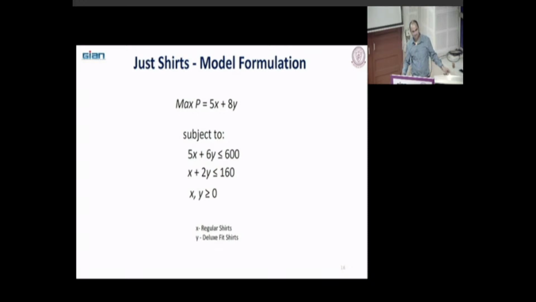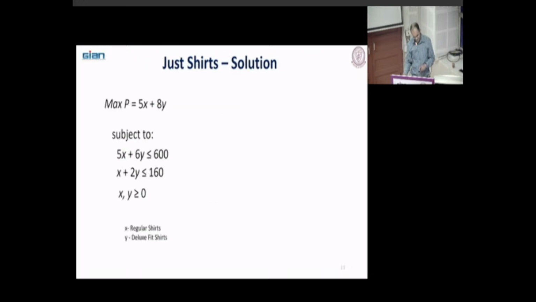Okay. How do you solve this model? What are the options available? Graphical method. How do you use the graphical method? By finding the coordinates. So if you plot the first line, can you tell me the coordinates? 5x plus 6y less than or equal to 600. Okay. What about the second line? Good one. So these are your coordinates. Am I right?